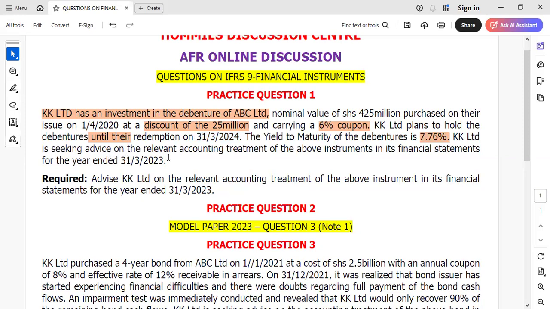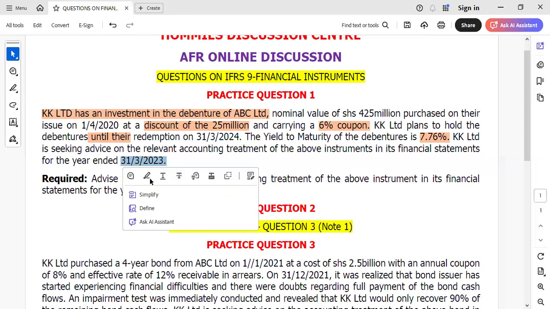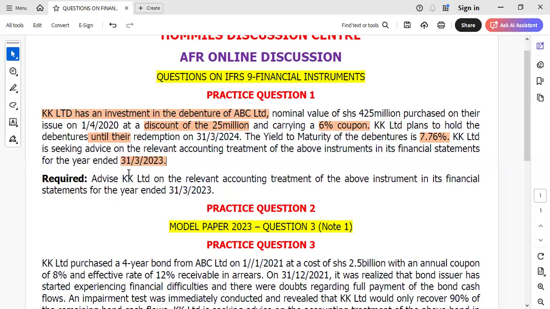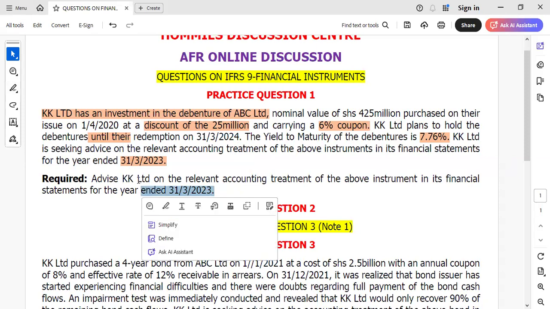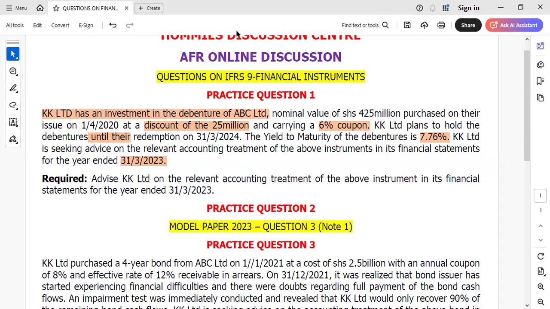KK Limited is seeking advice on the relevant accounting treatment of the above instruments in its financial statements for the year ended. Now, this is before you're preparing the financial statement, before the maturity period. So at this date, what should be recorded in our financial statements? Yes, you are holding the debenture until the redemption date, but that doesn't mean you shouldn't recognize it in your financial statements. You must recognize it.